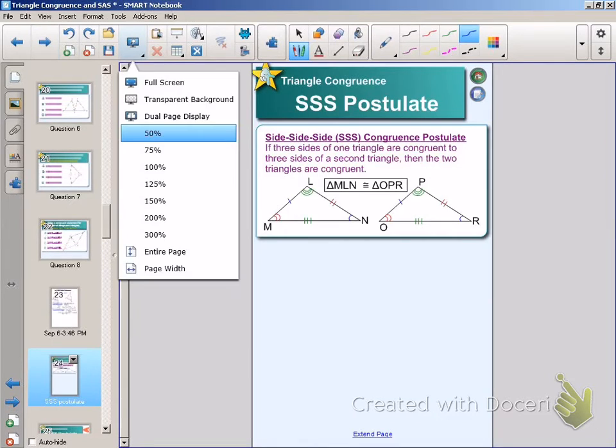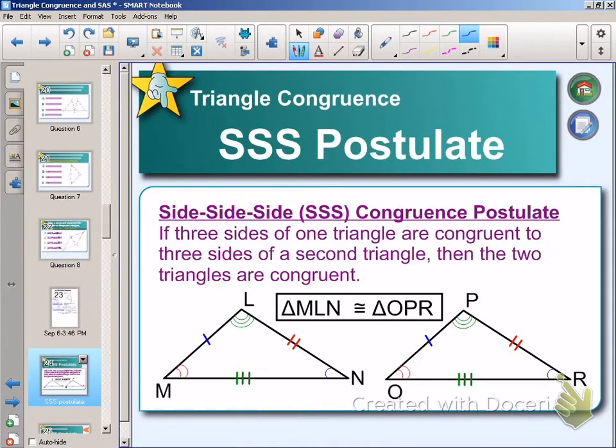So let's look at our first shortcut for proving that two triangles are congruent. This is the side, side, side postulate. These are things that we know to be true. The side, side, side, or SSS congruence postulate says if three sides of one triangle are congruent to three sides of a second triangle, then the two triangles are congruent.